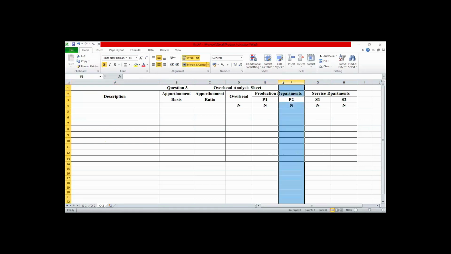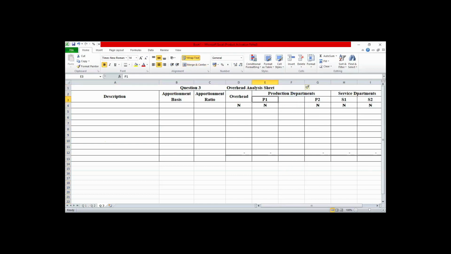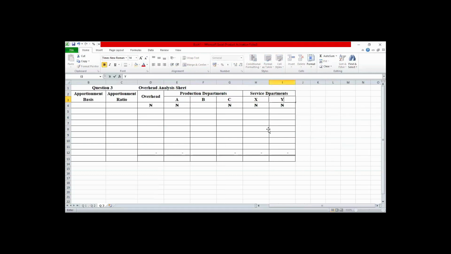A, B, C. I'm changing it. A, B, C. What are the names of the departments? A, B, C. Then for the service departments, what did I have? We have X and Y.